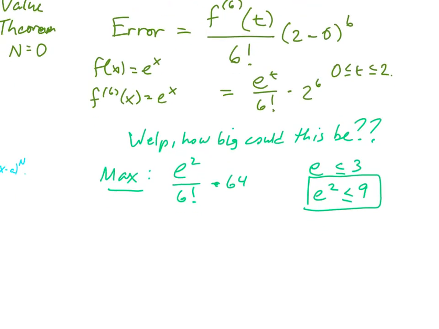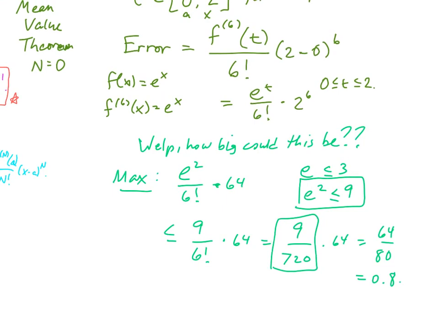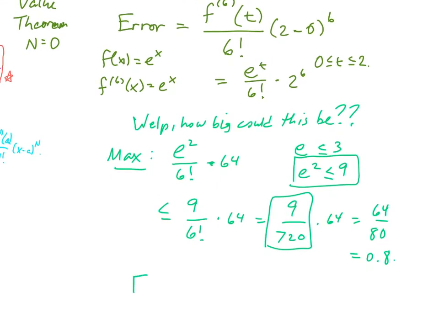So the biggest that this could be would be 9 over 6 factorial times 64. 6 factorial is 720. So this gives me, I think, 74 over 80, because I'm canceling out the 9 with this 720 here, which gives me about 0.8. So I know that whatever happens, my error is going to be less than or equal to 0.8.